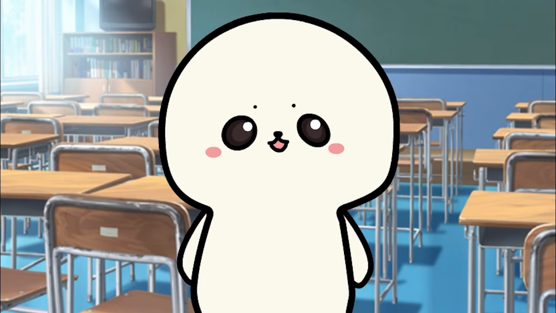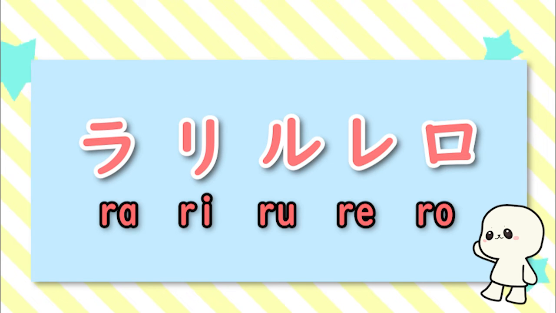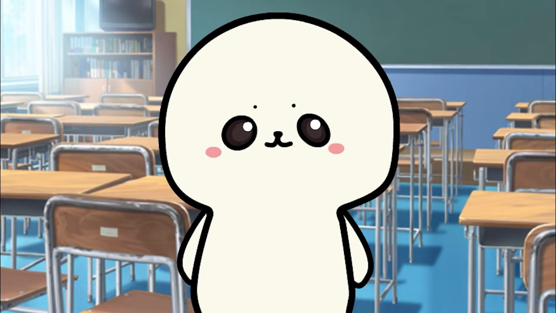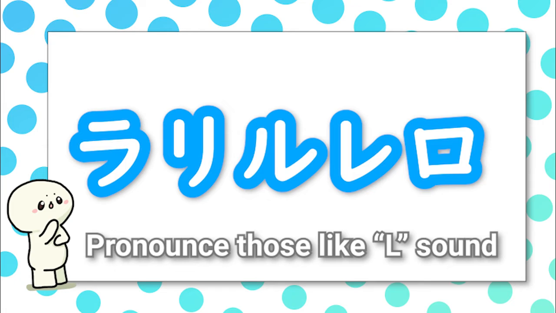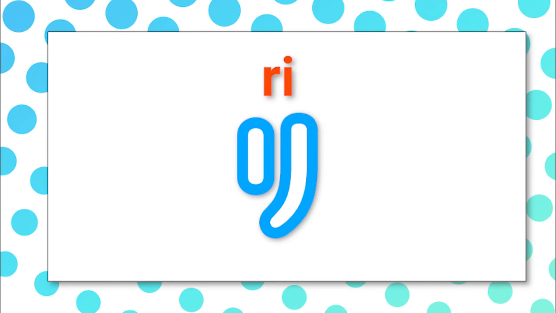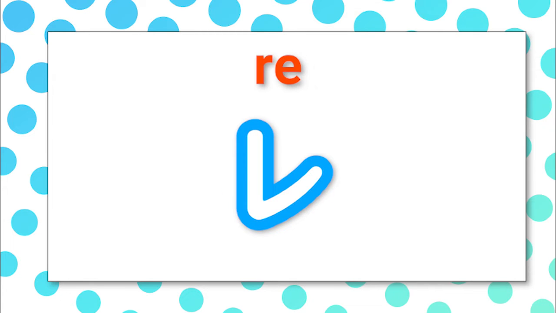Today's katakana are ra, ri, ru, re, ro. How do you read them? Pronounce those like an L sound. Ra, ra, ri, ri, ru, ru, re, re, ro, ro.